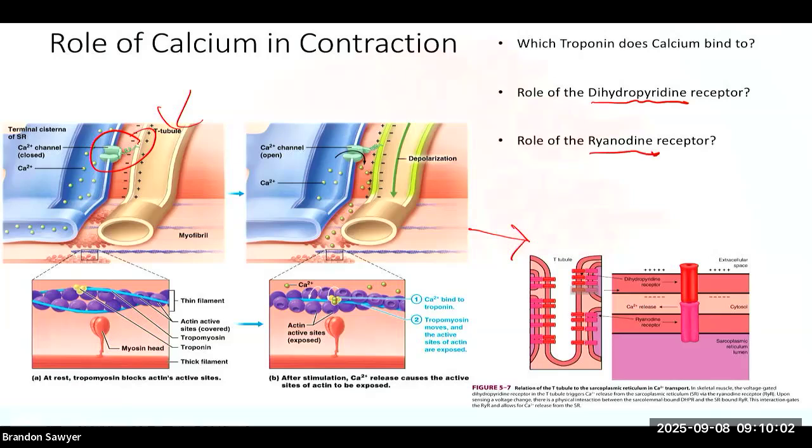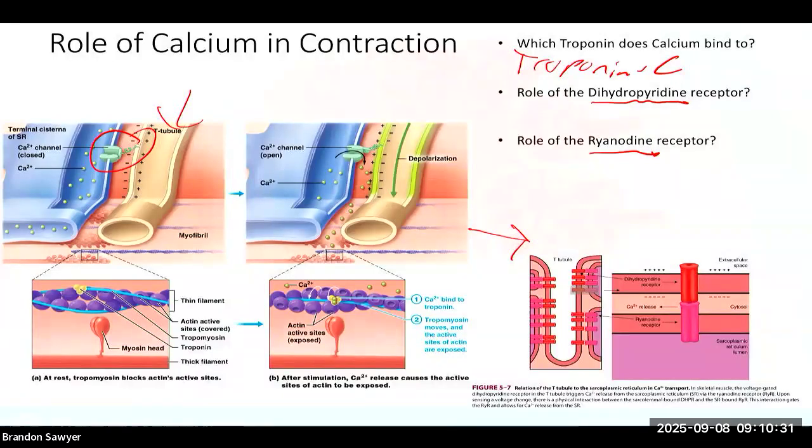Okay, we'll start with the first question though. Which troponin does calcium bind to? There's a couple different types of troponin, right, that you guys saw in the book. So troponin C is the one. All right, easy to remember because it's the calcium one. Okay. And so when it binds, it moves this blue tropomyosin, right, from blocking the site to now having those sites open. Okay, so we got that part.